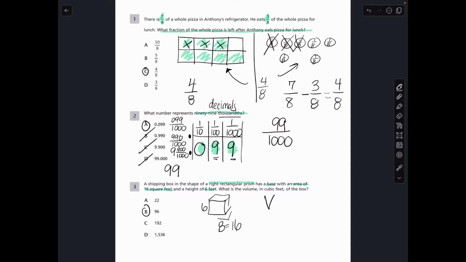So volume is equal to base times height. I'm going to use that one because I have the base area. And now I can just put in my numbers. 16 times 6. Notice I use parentheses. And when you multiply them, you get 96.